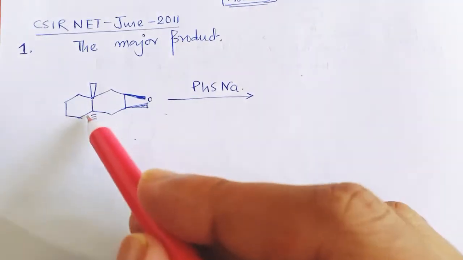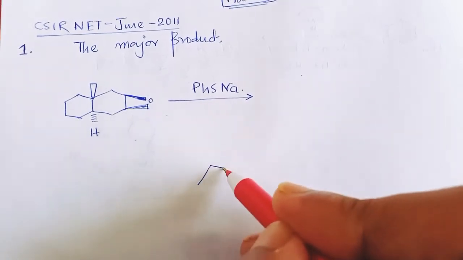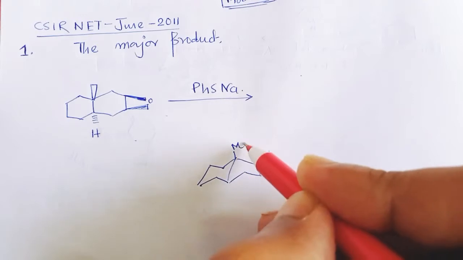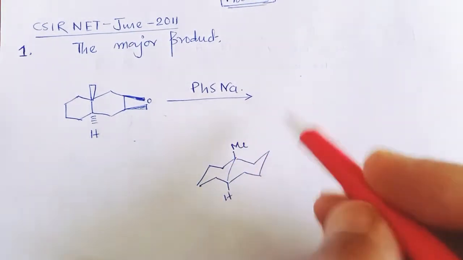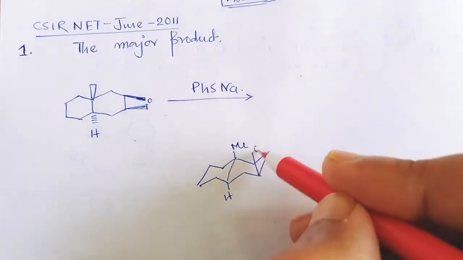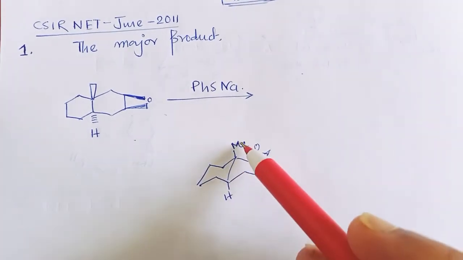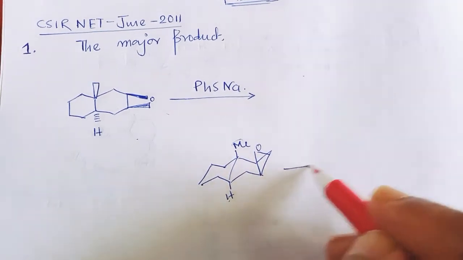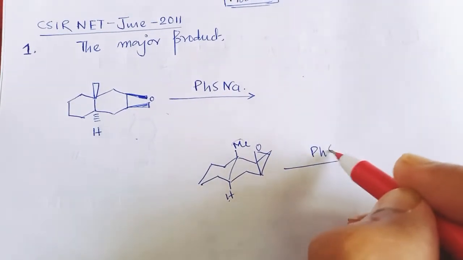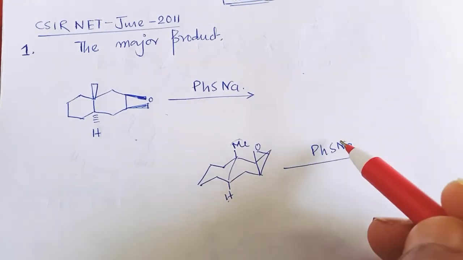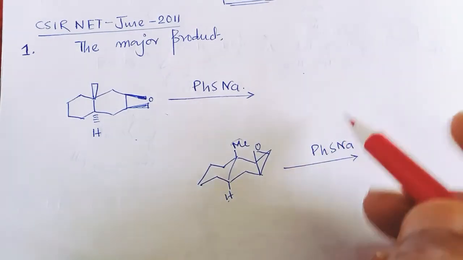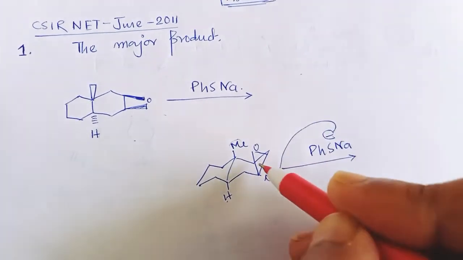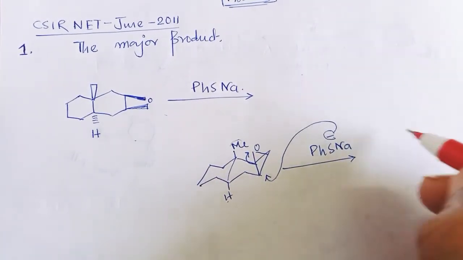You have a trans-decalin system. You can see here methyl and hydrogen are at trans position and the epoxide is above, and we have been given one nucleophile, that is PhSNa. So it will come from the less hindered position, that is the axial position. So what will be the product?